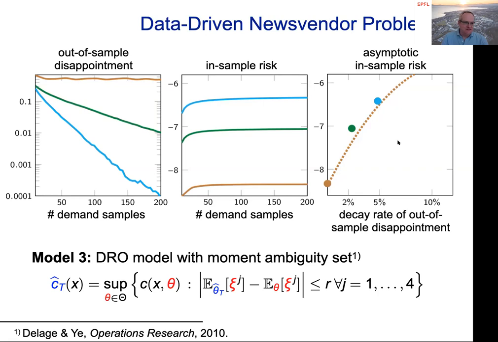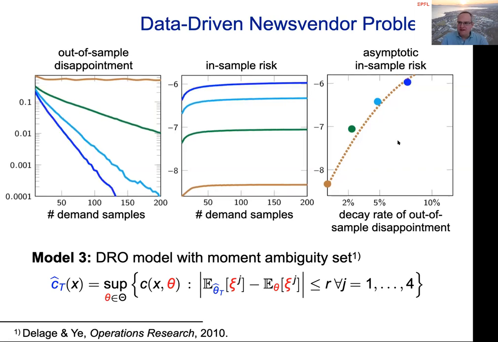So this model is the light blue one here. And for an even larger R in dark blue, the out-of-sample disappointment decays now at an even faster rate of about 7%. And the in-sample disappointment, the in-sample cost, is even higher at -6. Okay. So as R is swept from zero to infinity, the DRO models with the moment ambiguity set trace out the dashed blue line on the right chart. And again, the higher the decay rate of the out-of-sample disappointment, the higher the in-sample risk. So there's a trade-off between these two quantities.